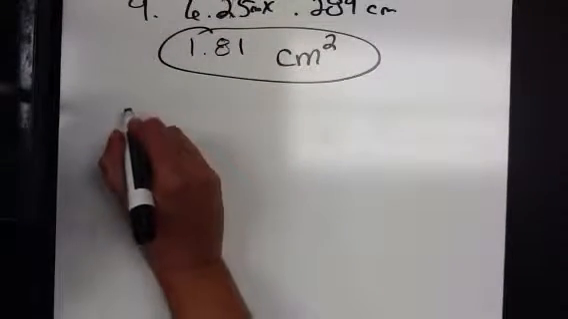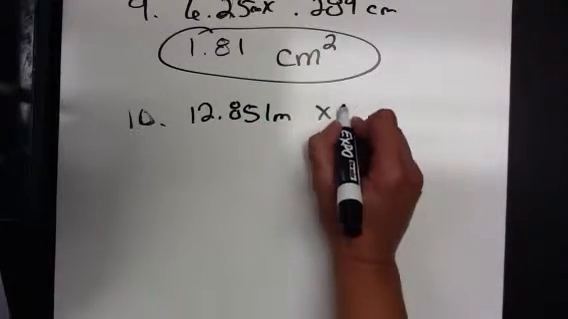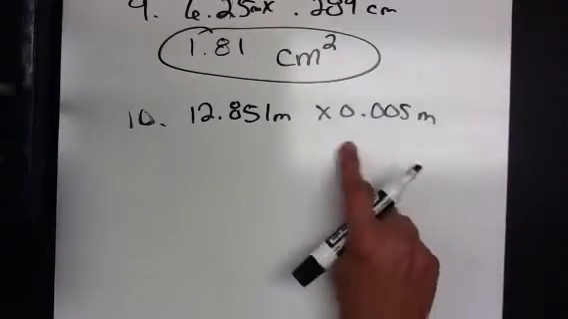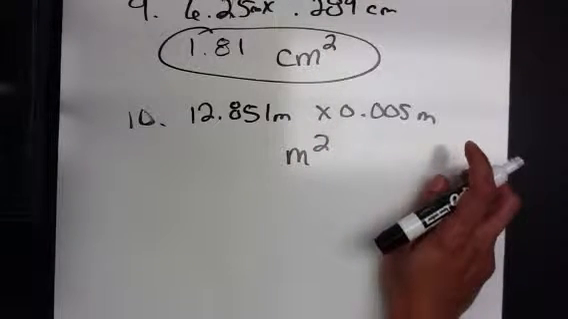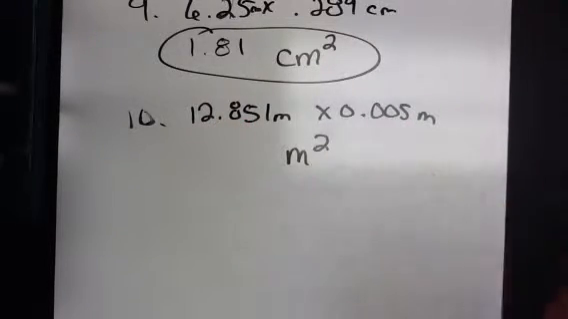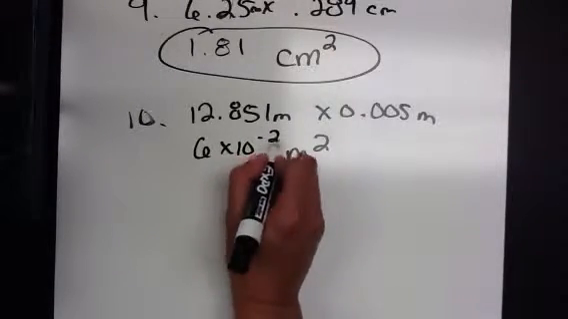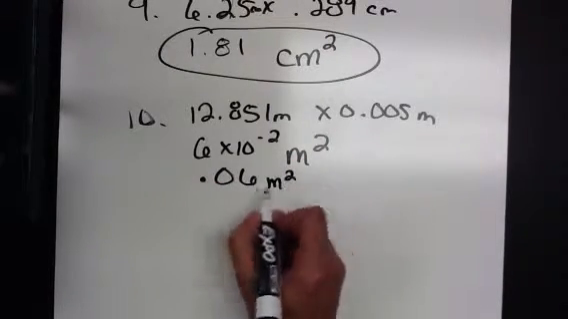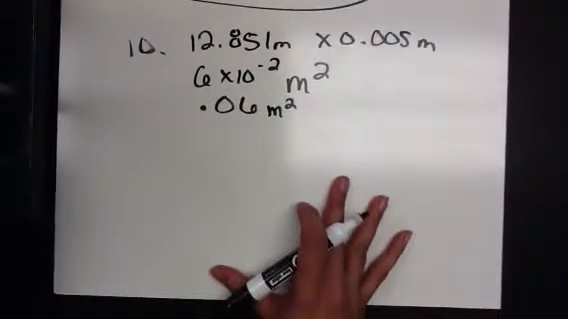Number 10. We're dealing with 12.851 meters times 0.005 meters. I multiply these together. My answer is going to be meters squared because I have 2 meters multiplied together. But what I need to look at is how many sig figs I need. This one has 1, this one has 1, 2, 3, 4, 5. Multiplying, we do the least amount. So my answer comes out to 6 times 10 to the negative second. If you didn't put it in scientific notation, you would have had it like this. This is the correct sig figs. This is just taking it up a notch by putting it in scientific notation.